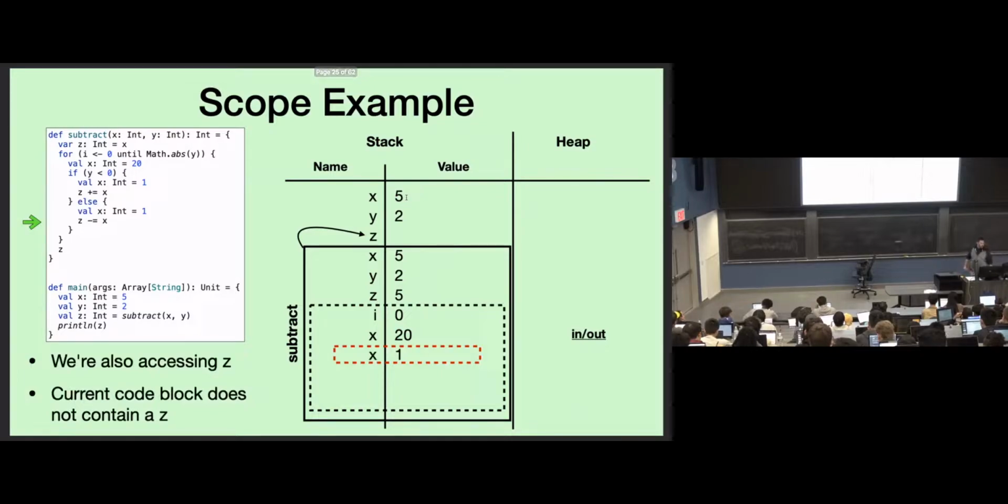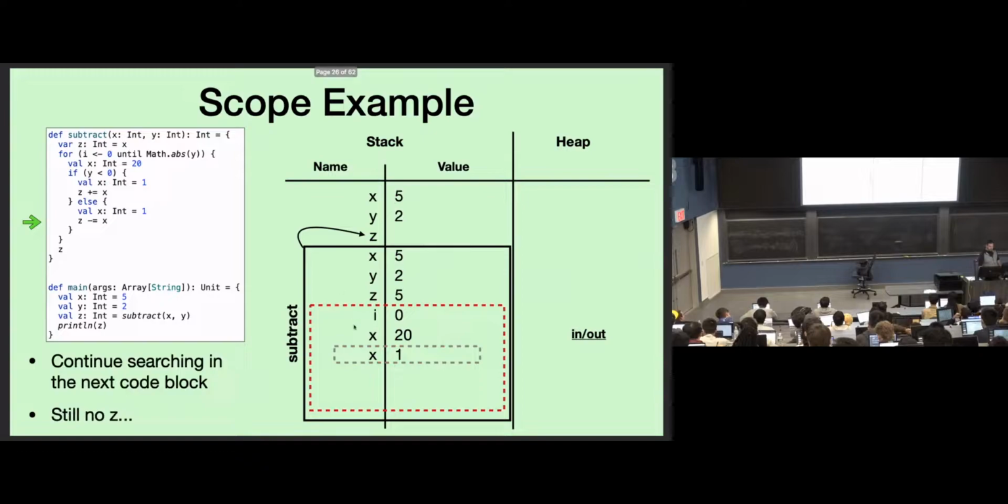And then for Z, we're going to do the same thing. We're going to start in the innermost code block, but this time we don't find a Z. The else code block says, I ain't got a Z for you. So we're going to continue our search by continuously expanding to the next code block. Next is the for loop code block. We ask this for loop, hey, you got a Z for me? It's got an I, it's got an X. It says, sorry, I ain't got a Z for you.